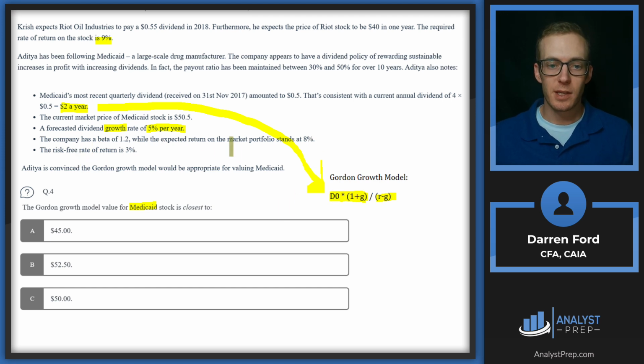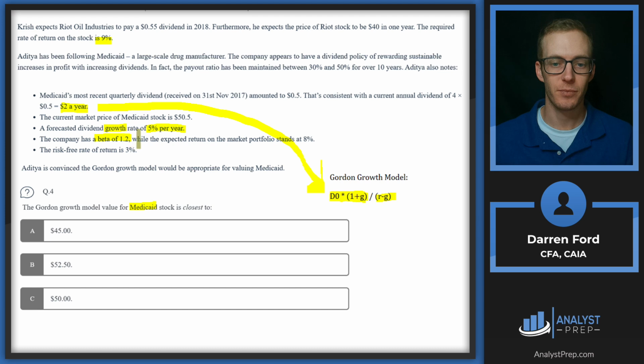So right now, if we look at this, we've got our $2 a year dividend. So we're going to multiply that by 1 plus our G. So we have our G, which is 1.05, and then we have G in the denominator. However, we are missing this R, which is going to be our expected return on the stock. So we're not given R, but we can use CAPM to impute R.